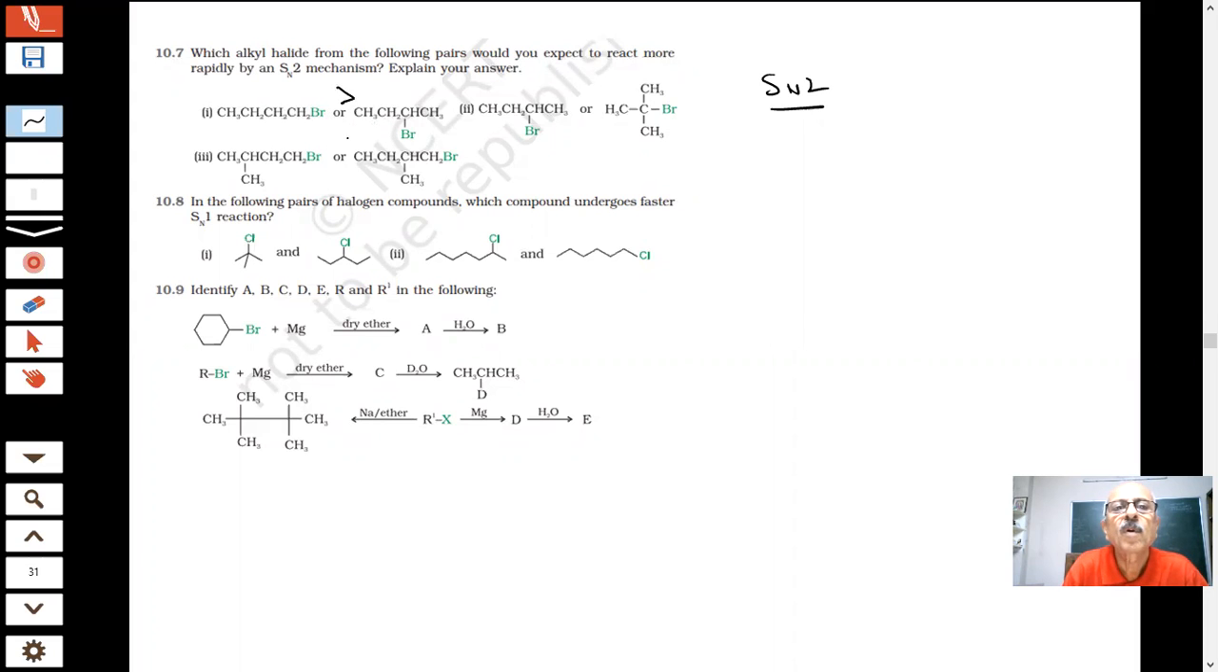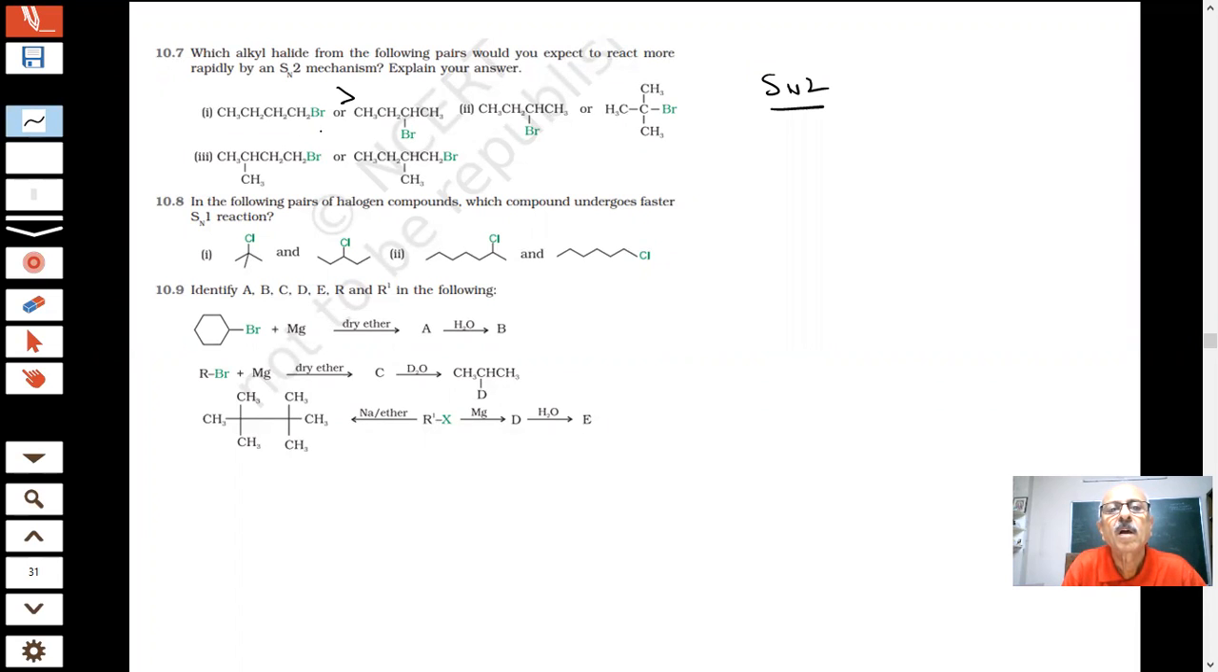Reason has to be given in the exam. What is the reason? Less stable is not the answer. What reactivity order have I told you for SN2? You have noted it down. What is the order of reactivity of SN2?